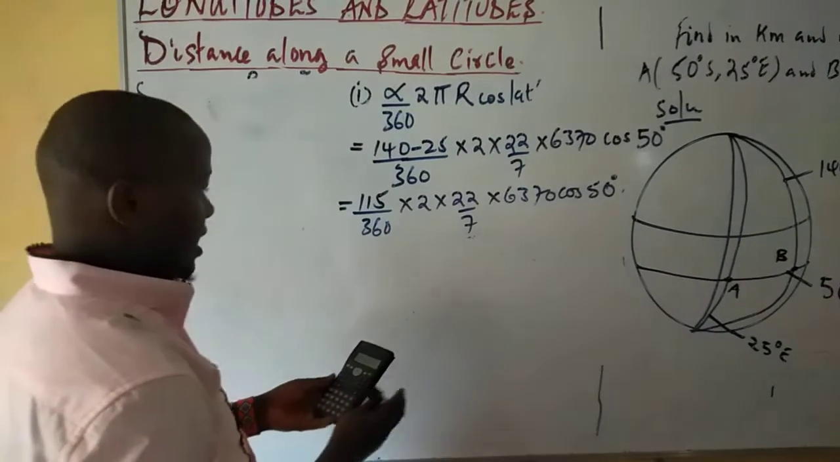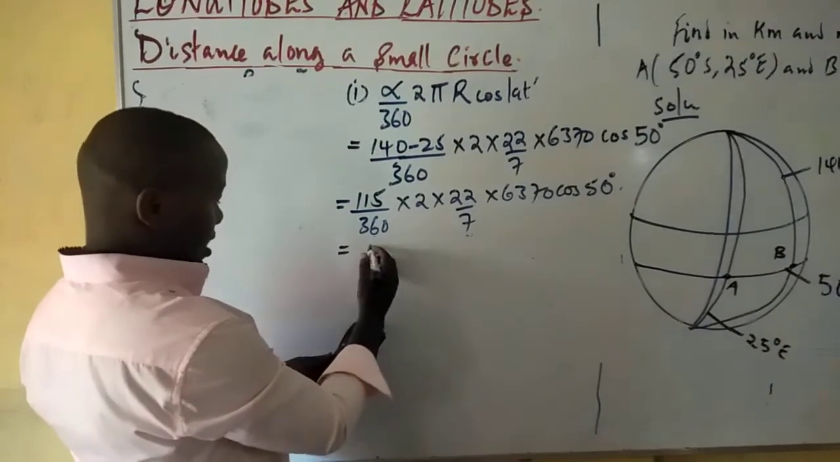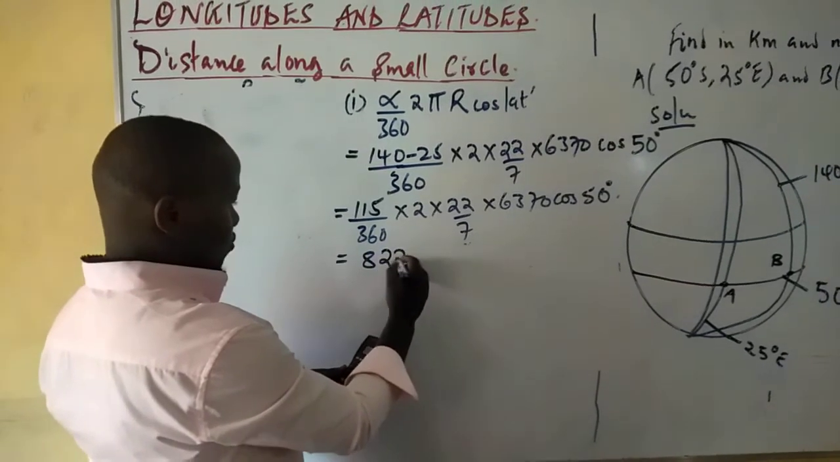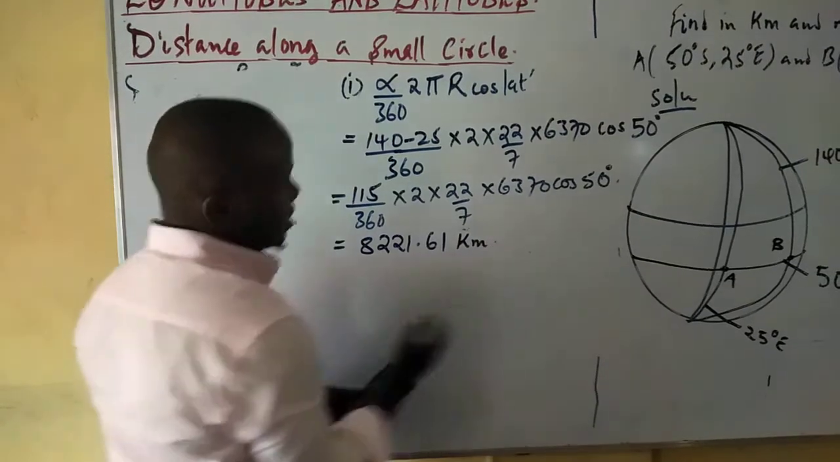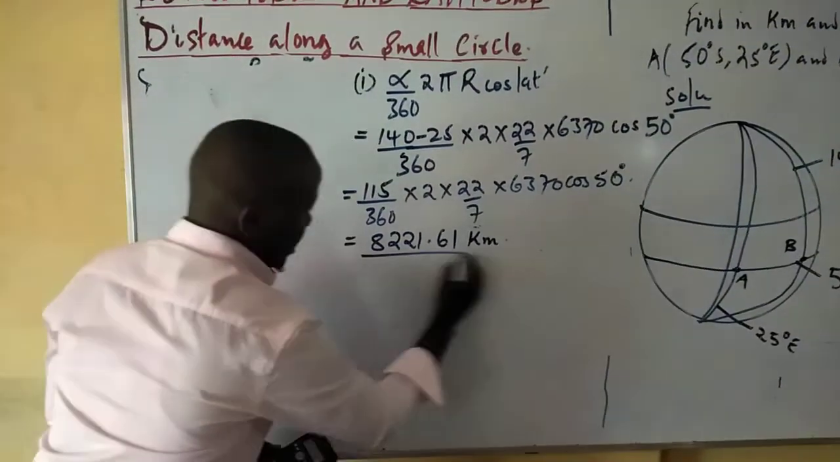And this is giving us a distance of 8221.61 in kilometers. So this is the distance in kilometers.